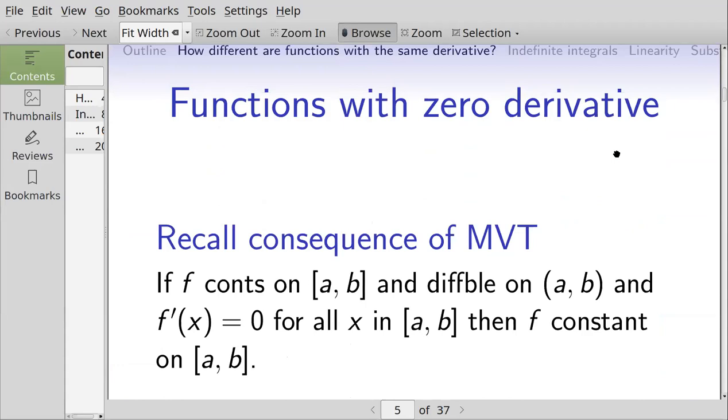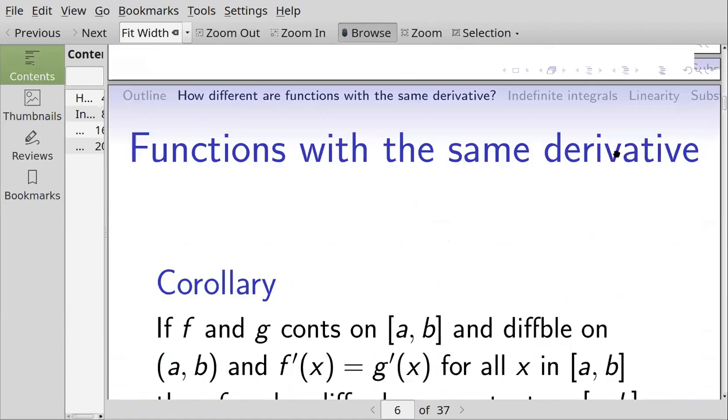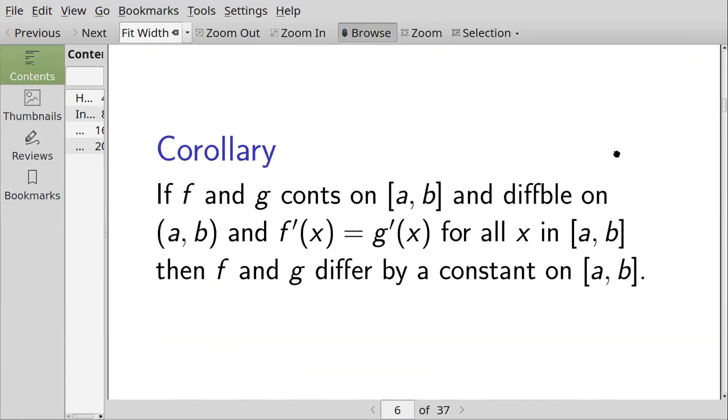The mean value theorem helps us out with that. So we had this result from the mean value theorem. If f is continuous on closed [a, b], and differentiable on open (a, b), and the derivative at x is equal to zero for all x in (a, b), then f is constant on the interval a to b. Okay, so we have that. So now, if you have two functions f and g, which are continuous on [a, b] and differentiable on open (a, b), and the derivative of f at x is equal to the derivative of g, then at most they differ by a constant.